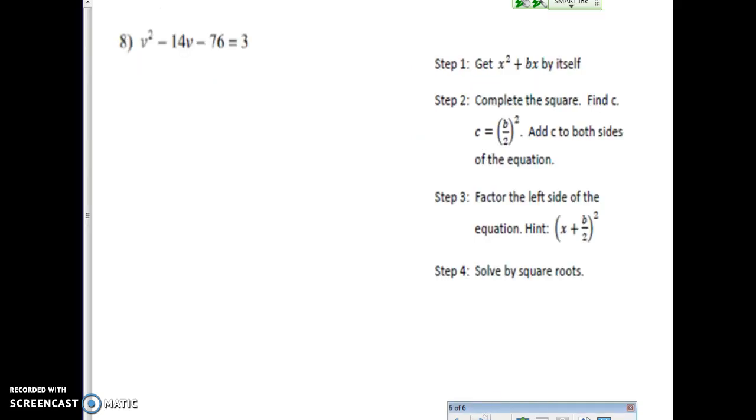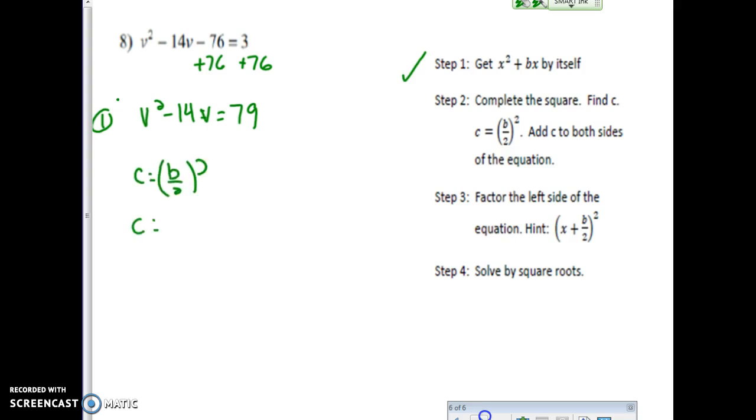Same basic idea. Step 1, I want to add 76 to both sides. I want to get v squared minus 14v by itself. So I got v squared minus 14v equals 79. Step 1 is done. Step 2, we want to complete the square. So c equals b over 2 squared. So in this case, it's going to be negative 14 over 2 squared.